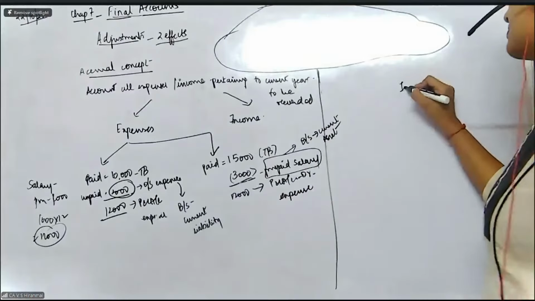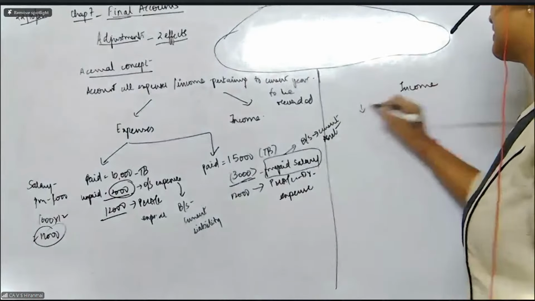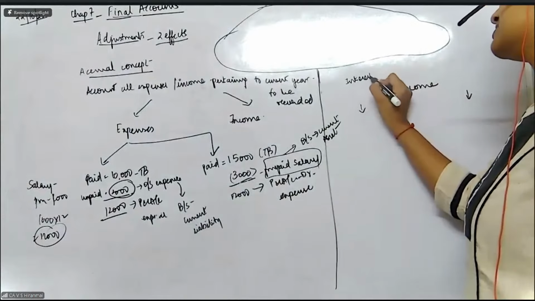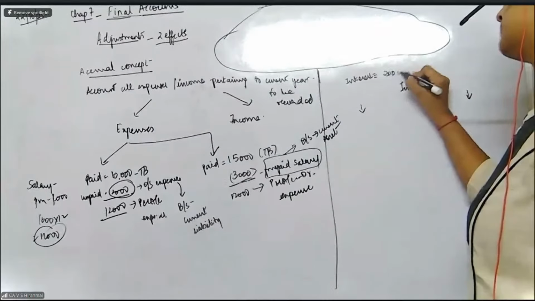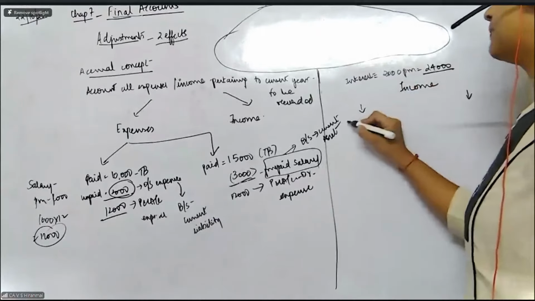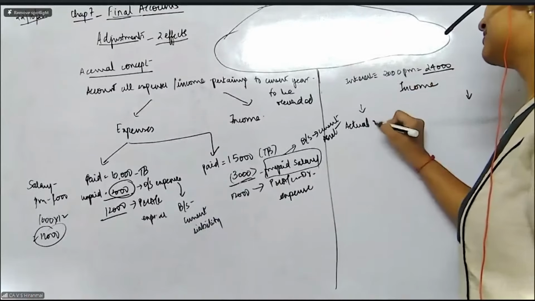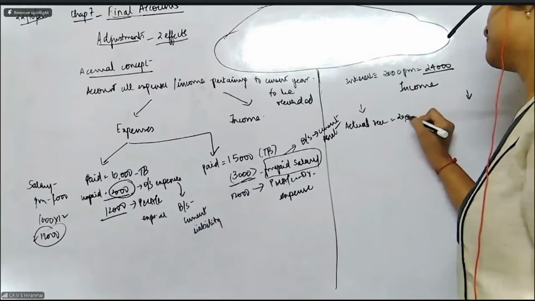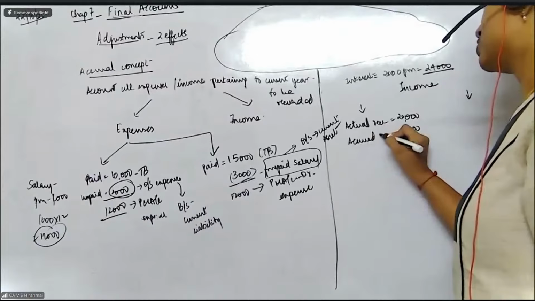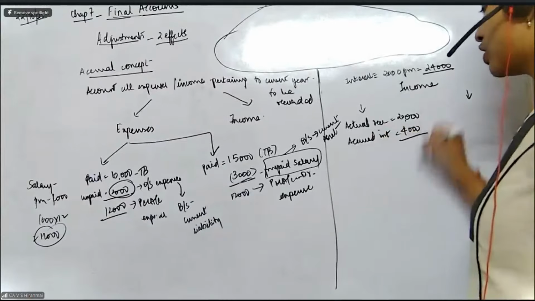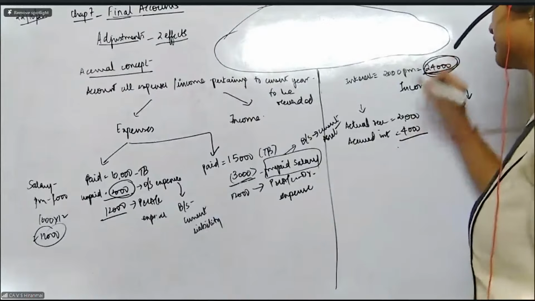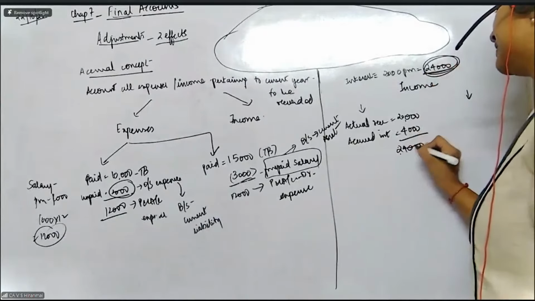Now, madam, in a similar way, what will we do for income? For example, I should receive interest income at the rate of 2,000 per month. That means I should have received 24,000. But madam, the actual received is only 20,000. 4,000 is accrued interest, that means not yet received. So what should I do? I should add both, because for the year, what is very important is 24,000.